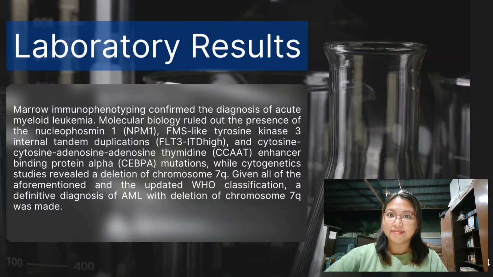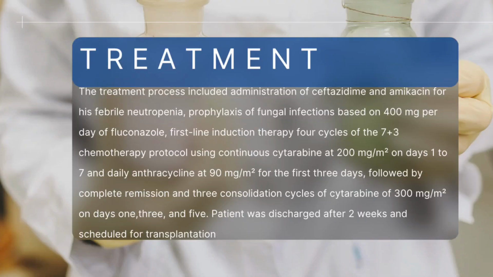Treatment process included administration of ceftazidime and amikacin for his febrile neutropenia, prophylaxis of fungal infections based on 400 mg per day of fluconazole, and first-line induction therapy, 4 cycles of the 7+3 chemotherapy protocol using continuous cytarabine on days 1 to 7 and daily anthracycline for the first 3 days, followed by complete remission and 3 consolidation cycles of cytarabine on days 1, 3, and 5. Patient was discharged after 2 weeks and scheduled for transplantation.